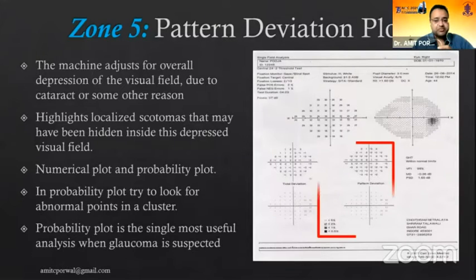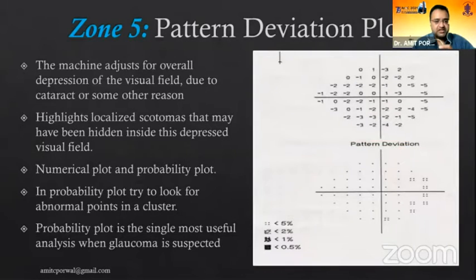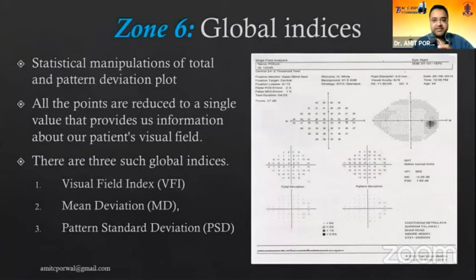Coming to the pattern deviation plot, which is zone 5, the machine adjusts for the overall depression of the visual field due to cataract or some other reason, and it highlights the localized scotomas that have been hidden inside this depressed visual field. The numerical plot and probability plot are shown in this pattern deviation plot also, and in the probability plot, try to look for the abnormal points in clusters. Probability plot is the single most useful analysis when glaucoma is suspected.